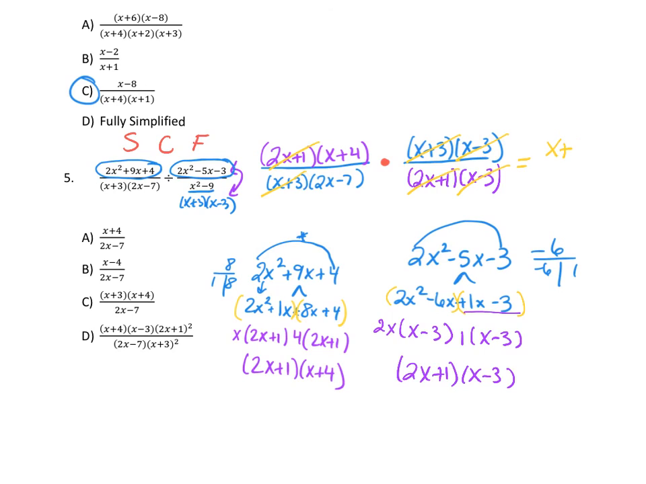So my final answer is going to be x plus 4 over 2x minus 7. So that's option A. If you need any more help with these types of problems, please let me know.